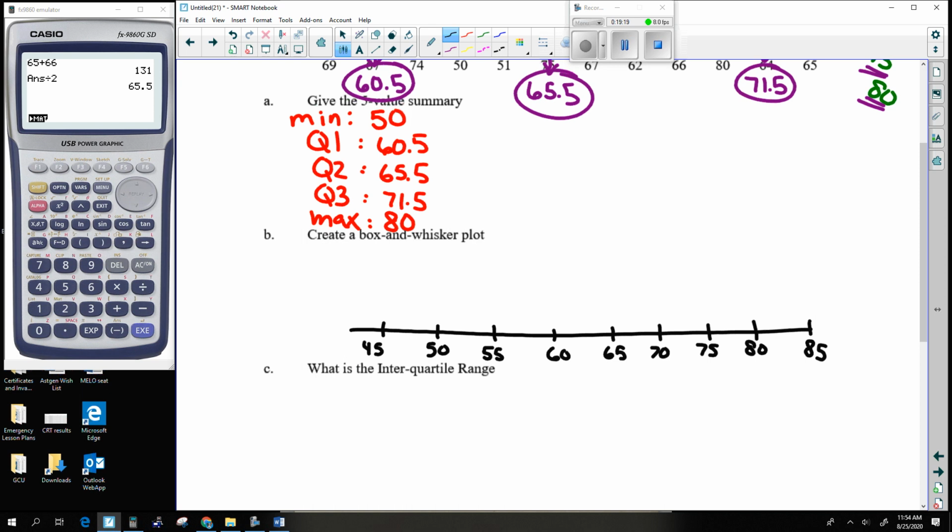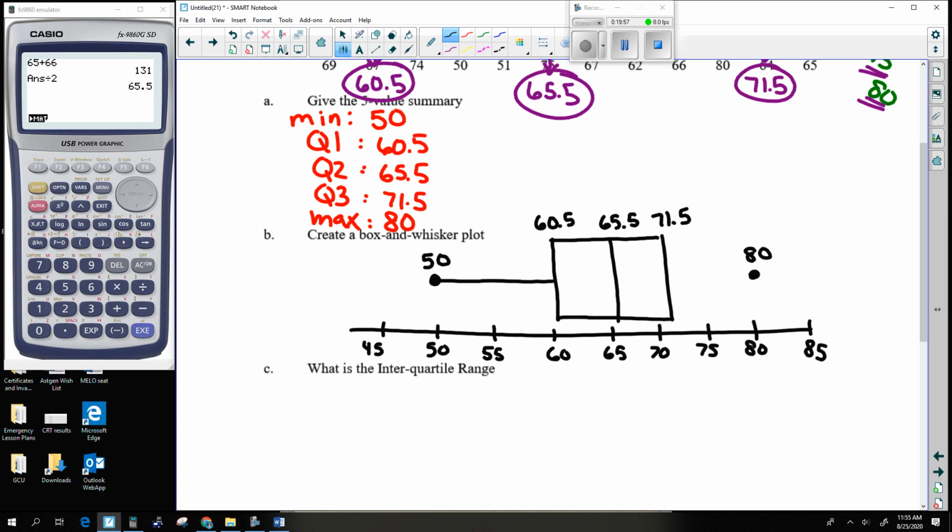All right, I construct dots at the minimum and the maximum. So 50 gets a dot, 80 gets a dot. I put lines at the quartiles of 60.5. Again, label everything. 65.5. And then 71.5. Connect the tops with the tops, the bottoms with the bottoms, so that's the box. And there are your whiskers. That's your box and whiskers.